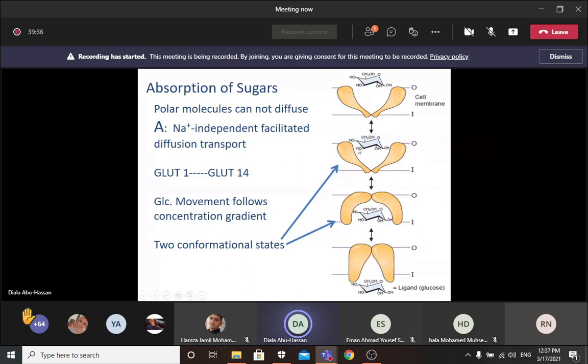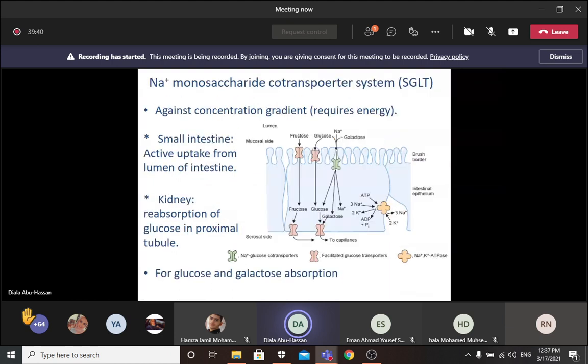These also can be found on the intestinal brush border. As you can see, these ones, the pink ones, on the intestinal brush border, and they also can be found on the basolateral surface to allow the exit of these molecules to the capillaries, to the portal circulation.